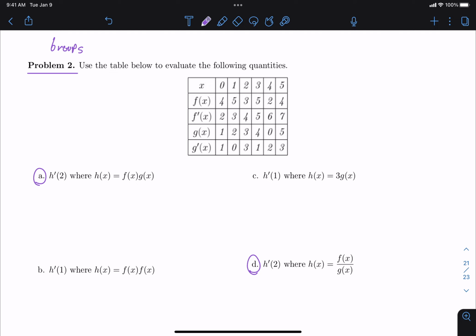On the top row you can see what X is. Go to the column where X is equal to 2. We go down to the row where we see F prime. That gives you the value, so that's what we get for F prime of 2, and then for G we do the same thing, go down to G.